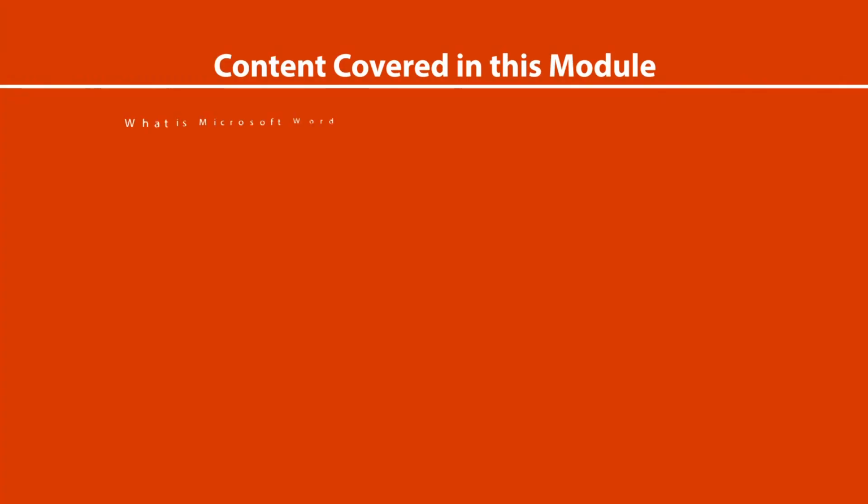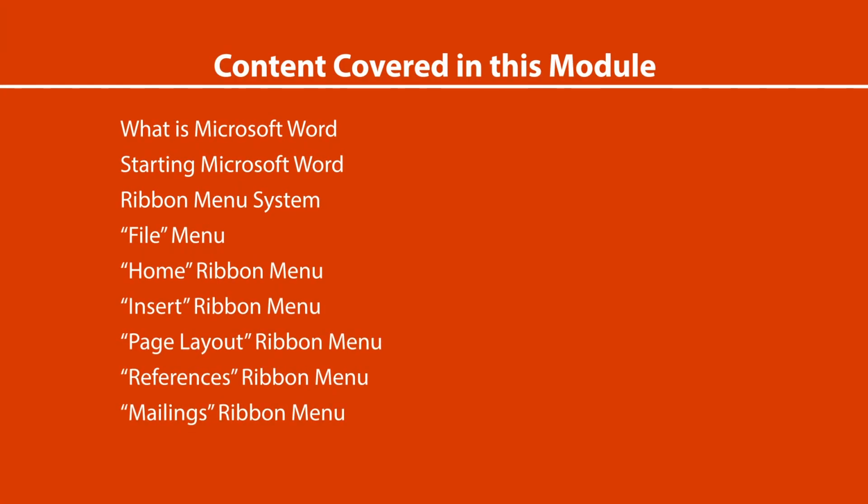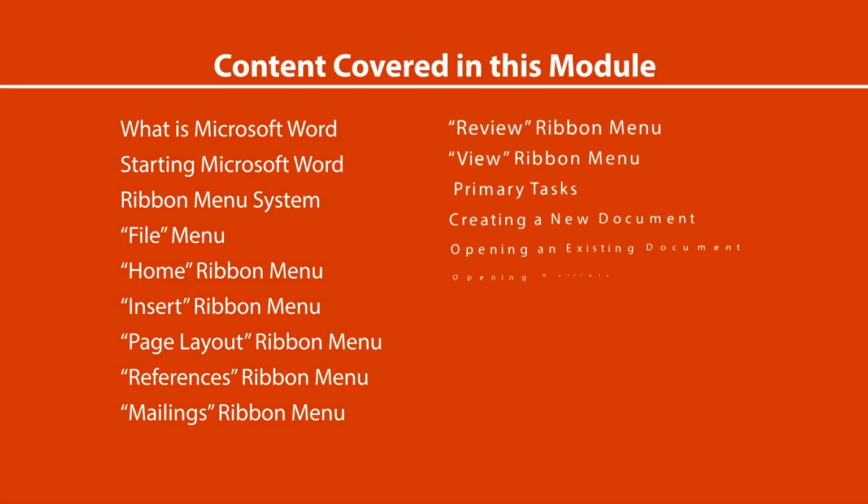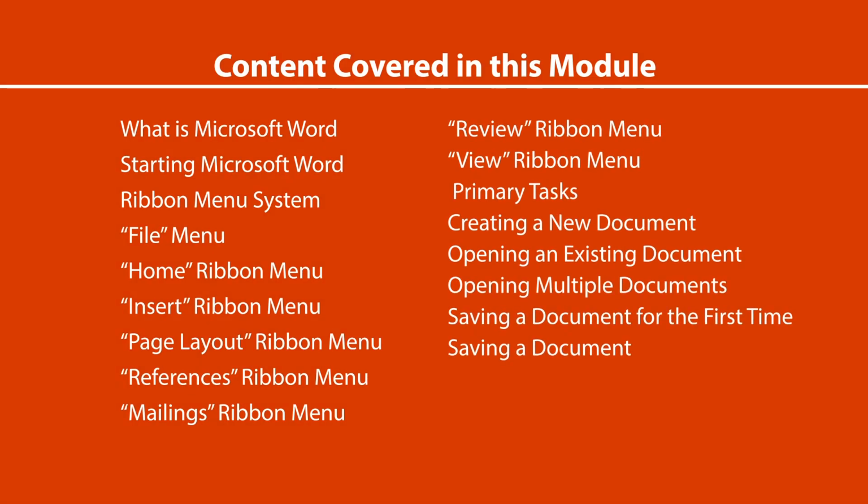The content covered in this module includes: what is Microsoft Word, starting Microsoft Word, and the ribbon menu system. This is a new philosophy which is applicable from Office 2010, and we will see that the ribbon menu system is quite contemporary in nature and quite useful. Then the file menu, page layout, references, mailing, review, view, and primary tasks.